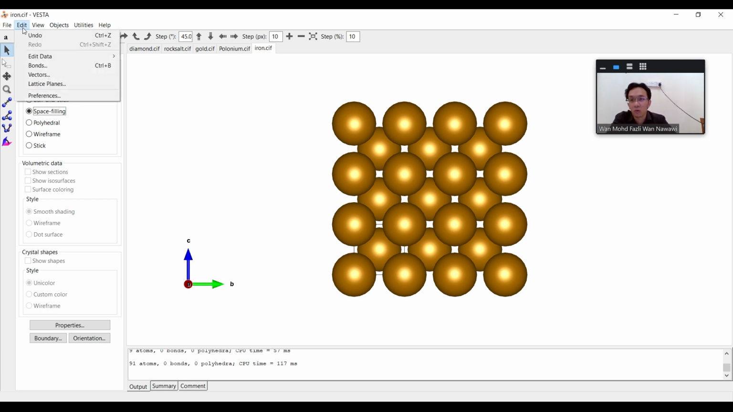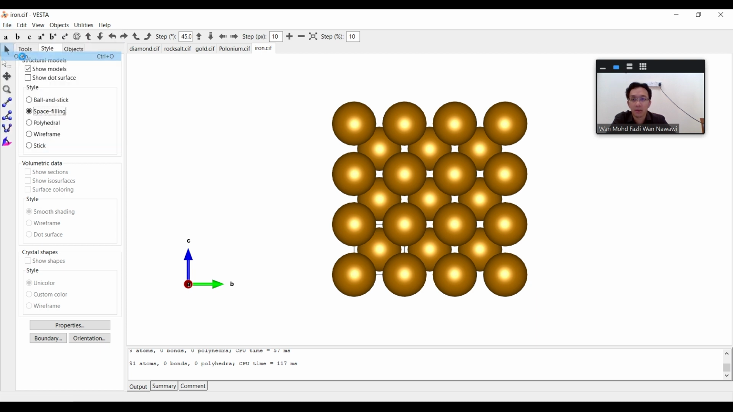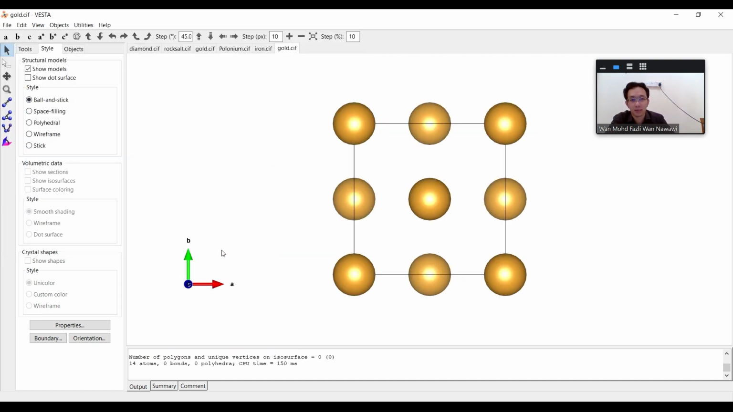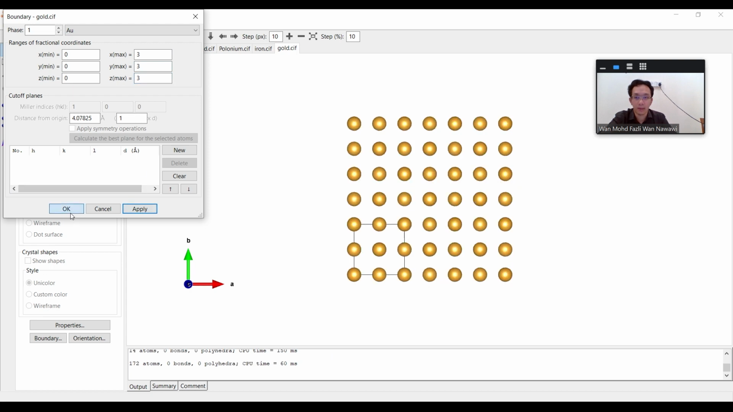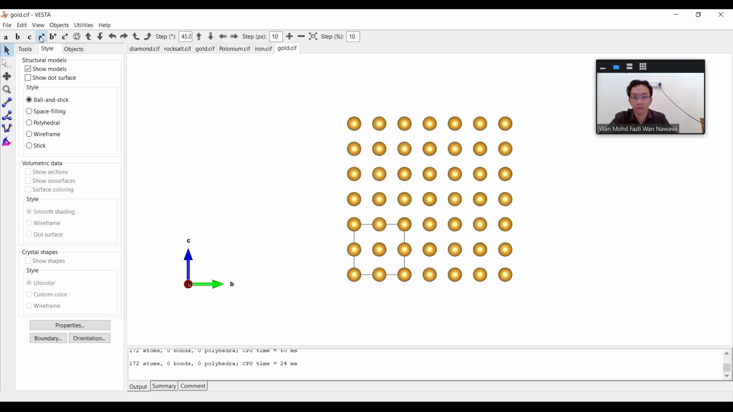But if I go to FCC, open. An example of FCC is gold. Okay, open, and I make it a lot more. I make it 3, 3 and 3, apply. And then you can see something like this. Then I see it from the front, and then I make it space filling.